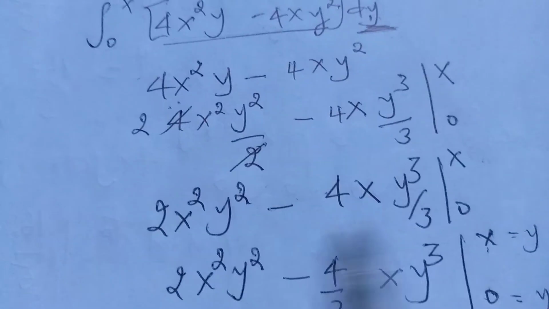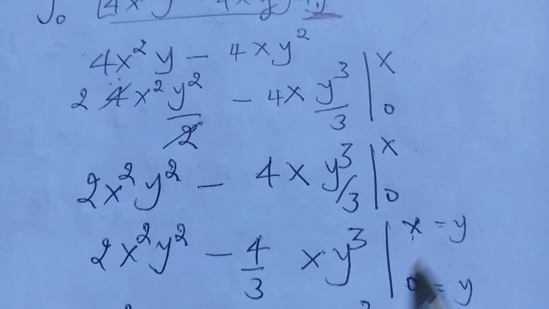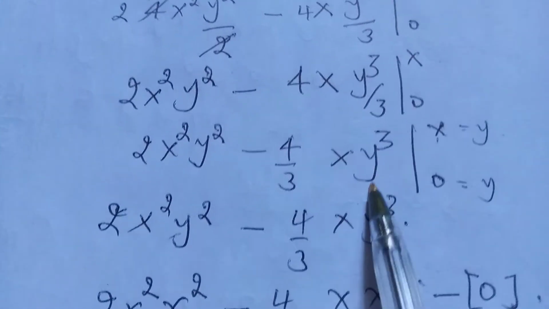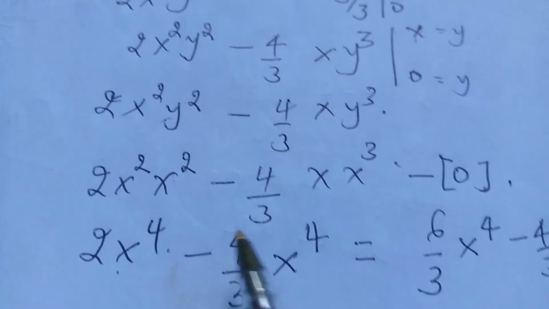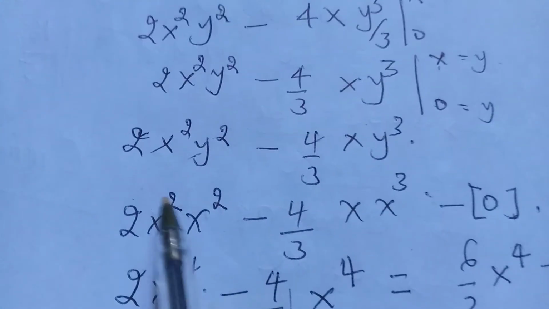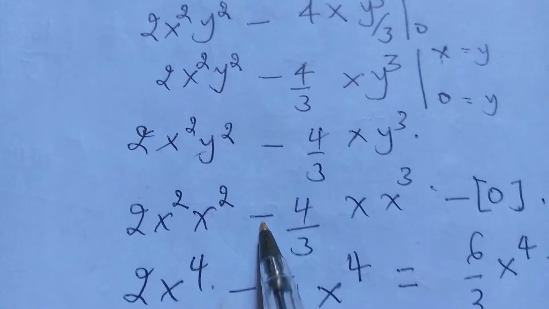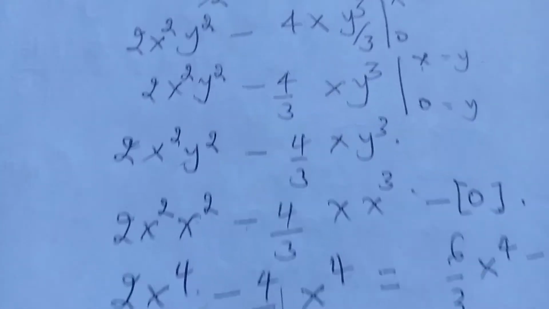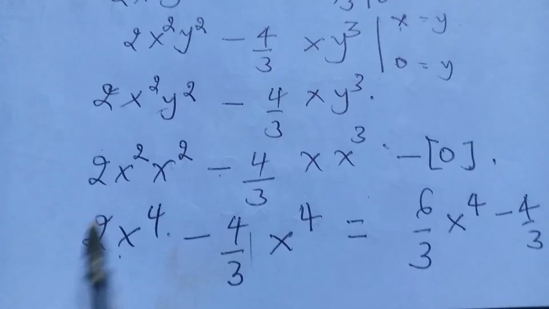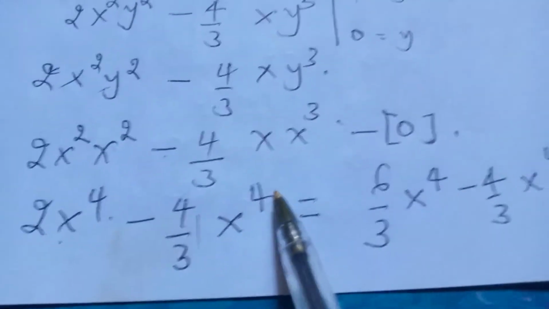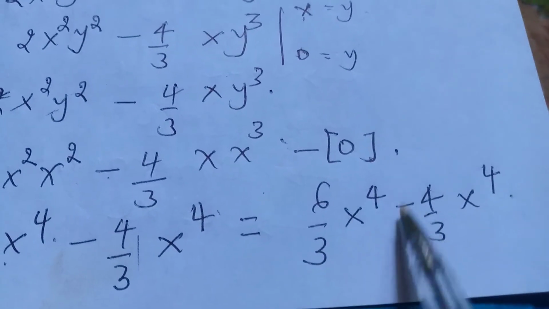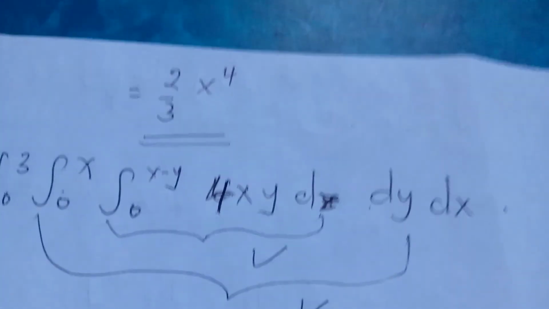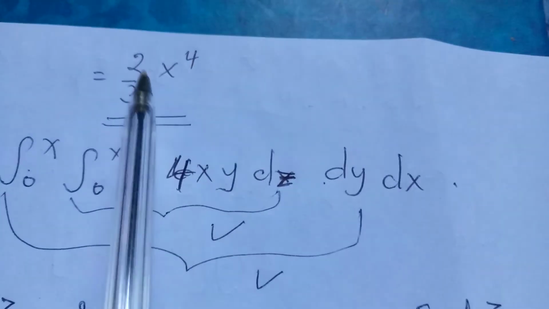Then after getting this solution, we are going to replace these variables where there is y. So in this equation, if we replace where there is y, we will find that it will be equal to 2x squared times x squared minus 4 over 3 x power 3 times x. So here minus 0. Then here will be equal to 2 x power 4 minus 4 over 3 x power 4, which is equal to 6 over 3 x power 4 minus 4 over 3 x power 4. So the final result will be equal to 2 over 3 x power 4.